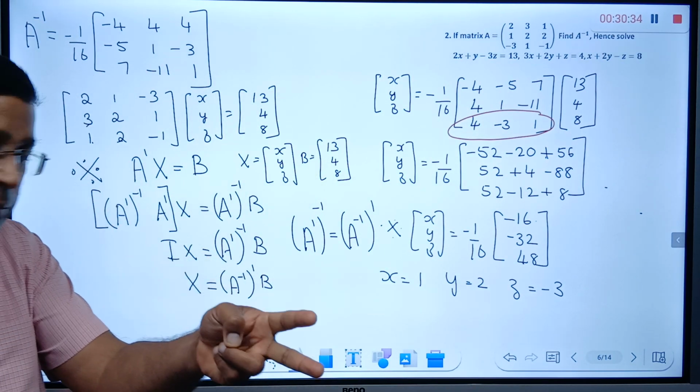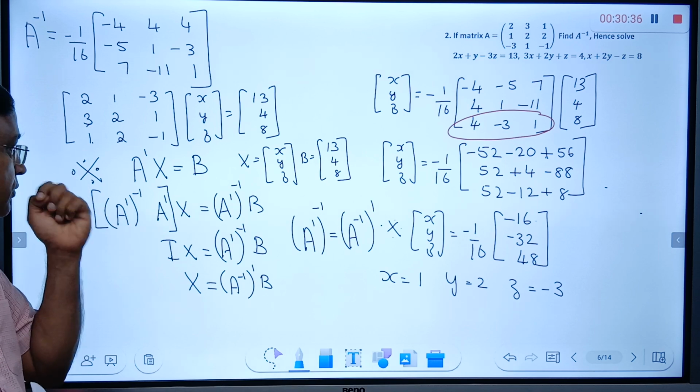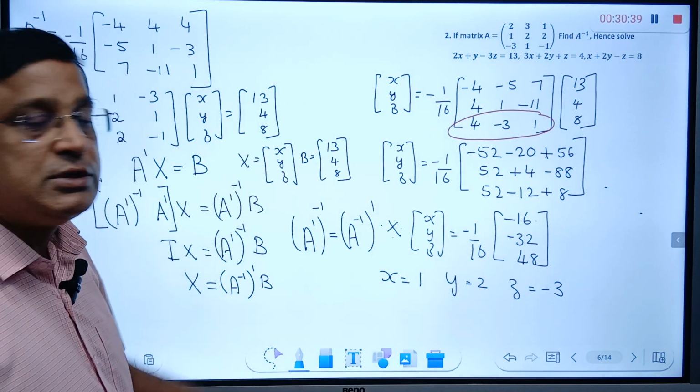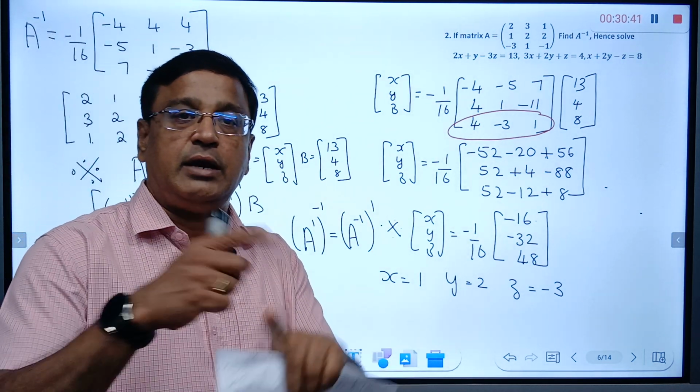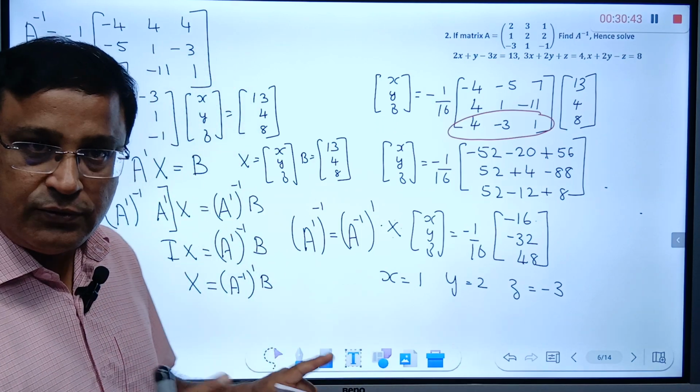That is why it's called type 2. And you are using a very powerful result that A transpose inverse is A inverse transpose. They can be interchanged. So I hope this is clear to you.